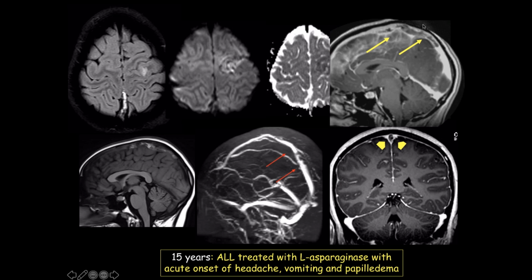Let's see here, there's the filling defect, and this filling defect on the coronal image is called the empty delta sign. Empty because there's no blood anymore, there's thrombus that gives this appearance. As we see here in the venogram, we see a filling defect of the superior sagittal sinus, and this is related to thrombus.